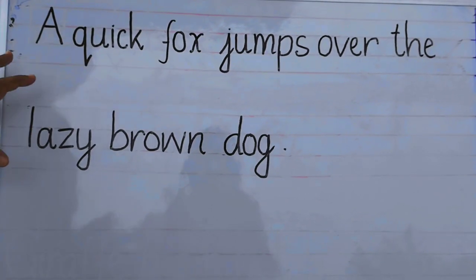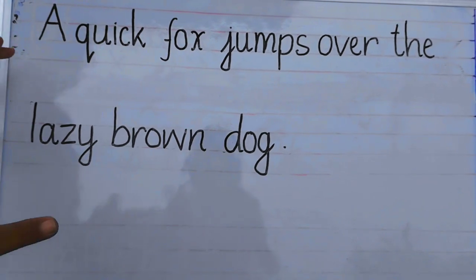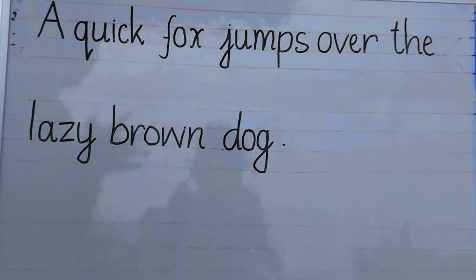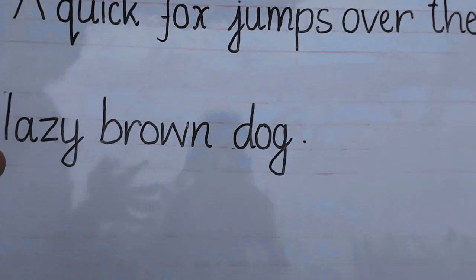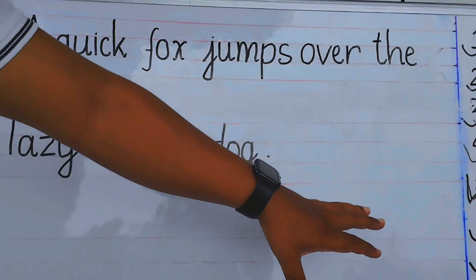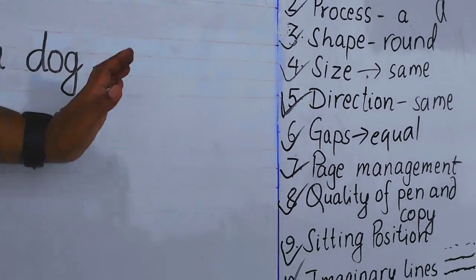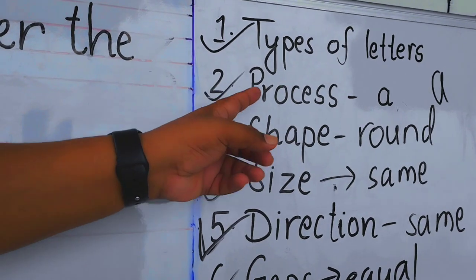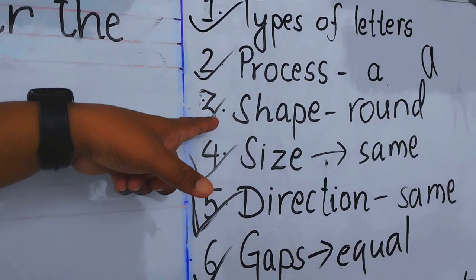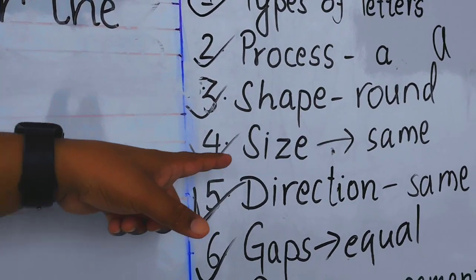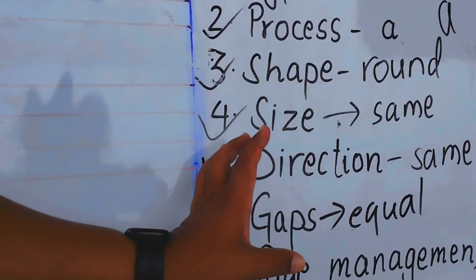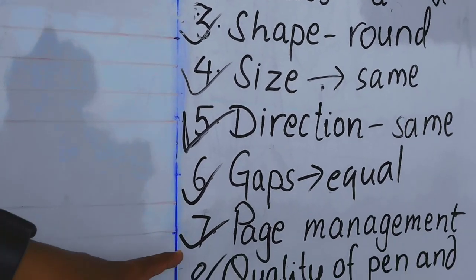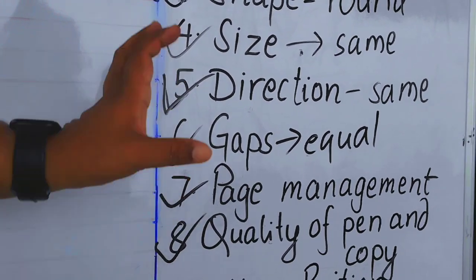This is what I was going to tell you. Because of this training, I have taught so many students to write beautiful handwriting within these 10 tricks. Once again, let me repeat this. You maintain types of letters while writing. The process is very important. Set all round size the same, direction the same for all the words and alphabets. Gap should be equal and appropriate. Copy and paper management should be good.